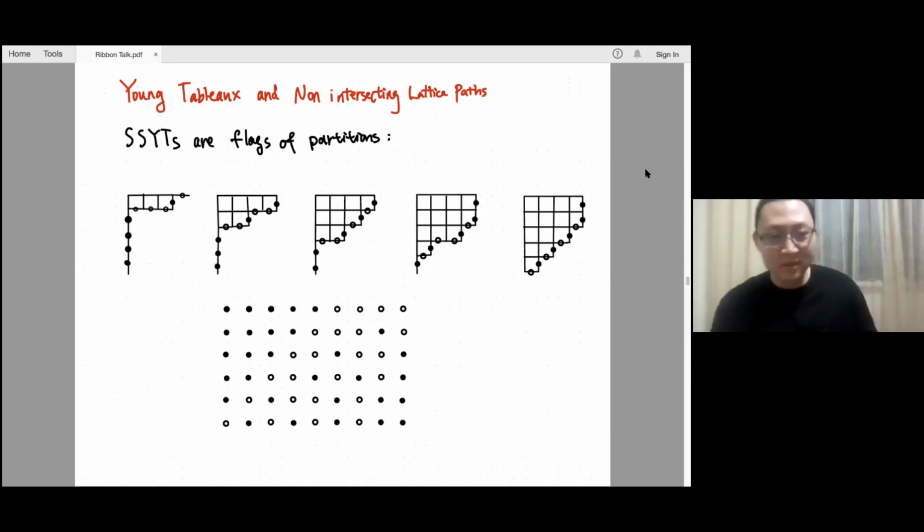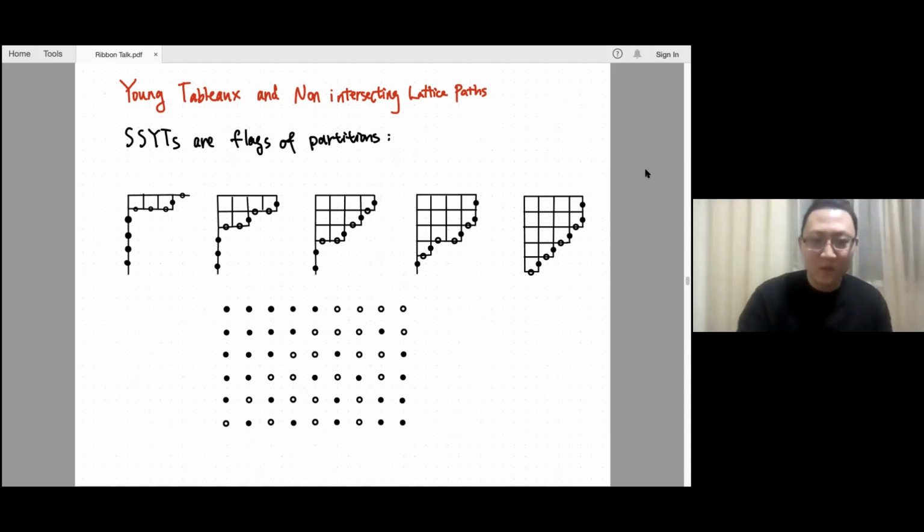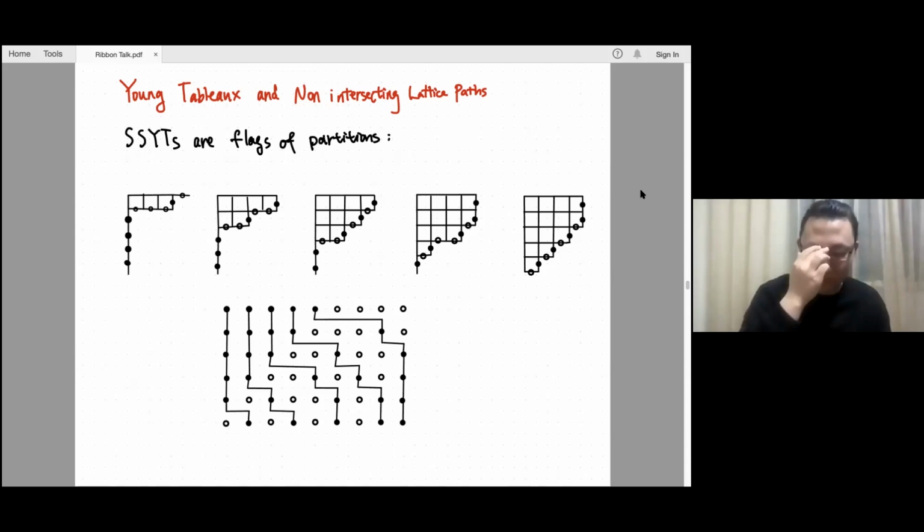For these flags of partitions, we're going to put a dot or a particle on the vertical edges and a hole on the horizontal edges. And then we're going to align these particles and the holes in this way. And now by connecting these particles, we get the non-intersecting lattice path associated to this semi-standard Young tableau. And I claim that our lattice model is nothing but the same lattice path.